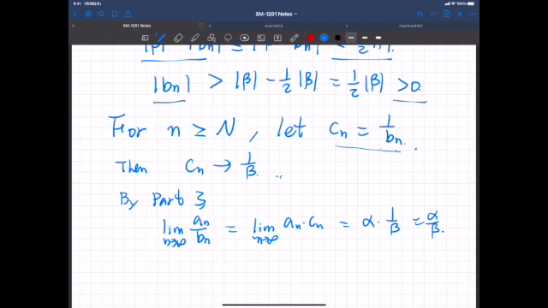The only thing that is still unclear is this part, and I leave this as an exercise. So if you define this, then you should have this. Okay, try to prove this.